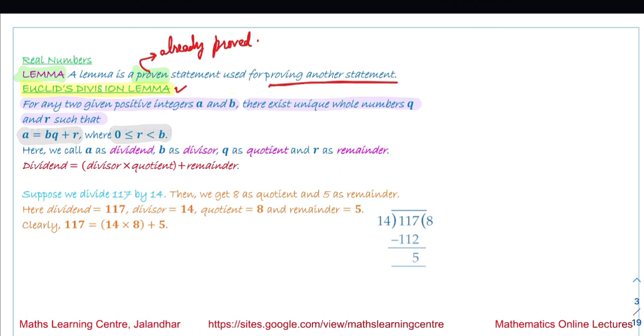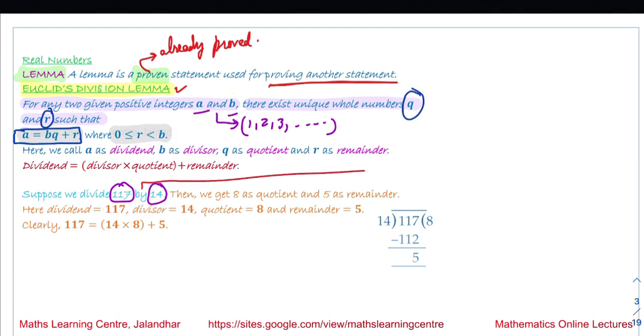Let us explain this with an example. Suppose we are dividing the number 117 by 14. What the division lemma is saying is that a and b are two positive integers. Positive integer means a and b can have values 1, 2, 3, and so on. We are saying there exist unique whole numbers q and r. We have to find two numbers, one is q and one is r, such that a is equal to bq plus r. So if we write 117 and 14 in this form, 117 is a, and b is 14.